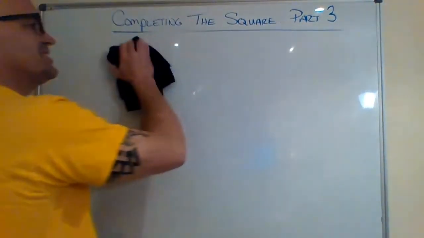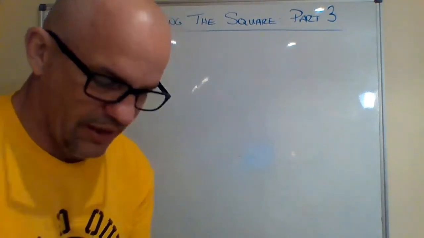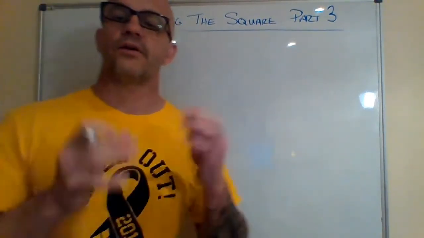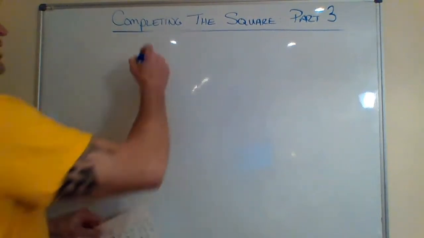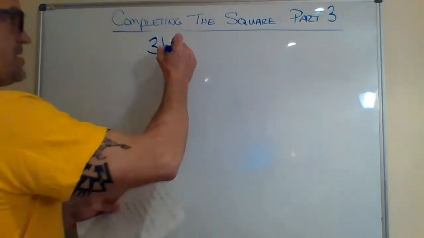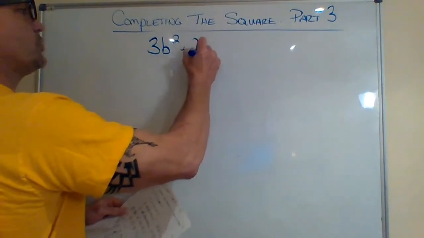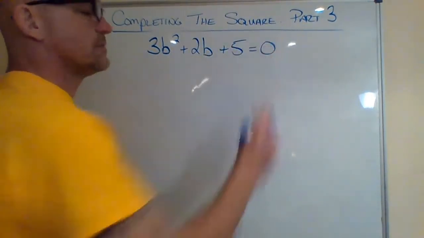The process is the same. It's just that the numbers are super ugly. That's all. Use your calculator. Use Desmos if you have to. Everything is manageable with the right technology. So 3b squared plus 2b plus 5 equals 0. You know the drill.